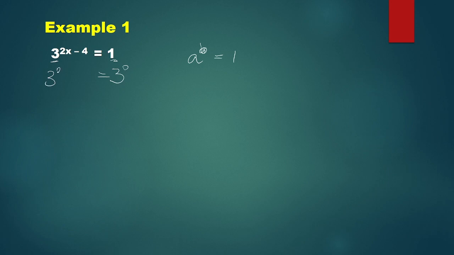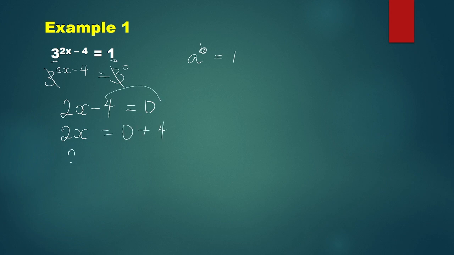Then I will have my left hand side as 2x minus 4. The two bases are now the same. I will just simply take out the base, then equate my powers. So I'm simply left with 2x minus 4 equals 0. And I'll solve the equation. Taking minus 4 to the other side of the equation becomes 0 plus 4. That is 2x equals 4. Dividing both sides by 2, x will simply be equal to 4 divided by 2, which is 2. That is, the answer is x equals 2.